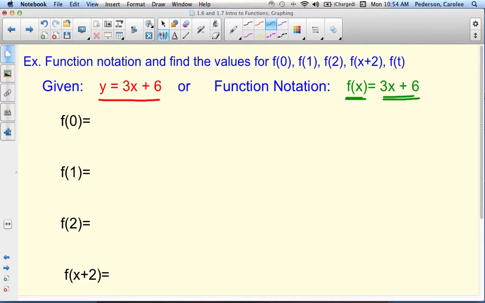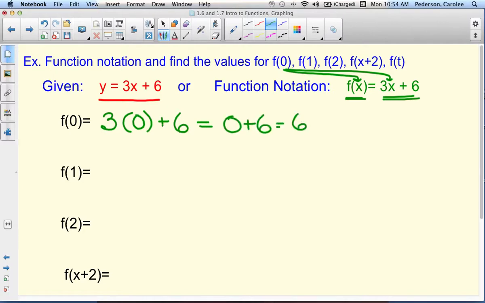What we're going to do is substitute the domain in for x. So we say f of 0. Now let's go ahead and do that. We say f of 0 is 3, replace the x with 0, and then simplify it. So now 3 times 0 is 0, plus 6 is 6. So f of 0 equals 6. If you were to graph that as an ordered pair, it would be (0, 6).